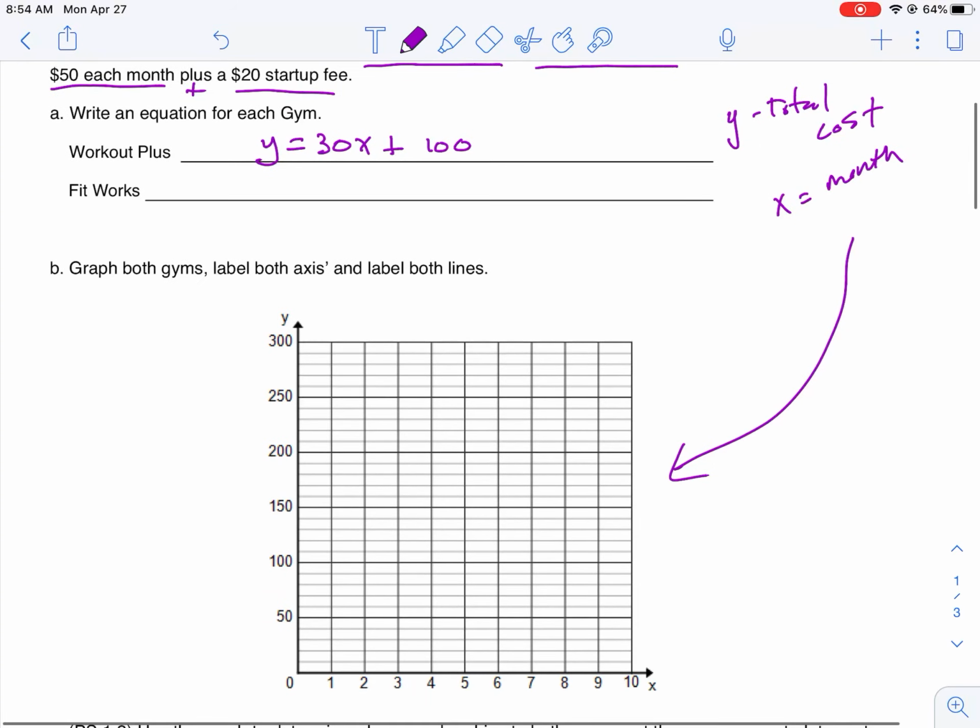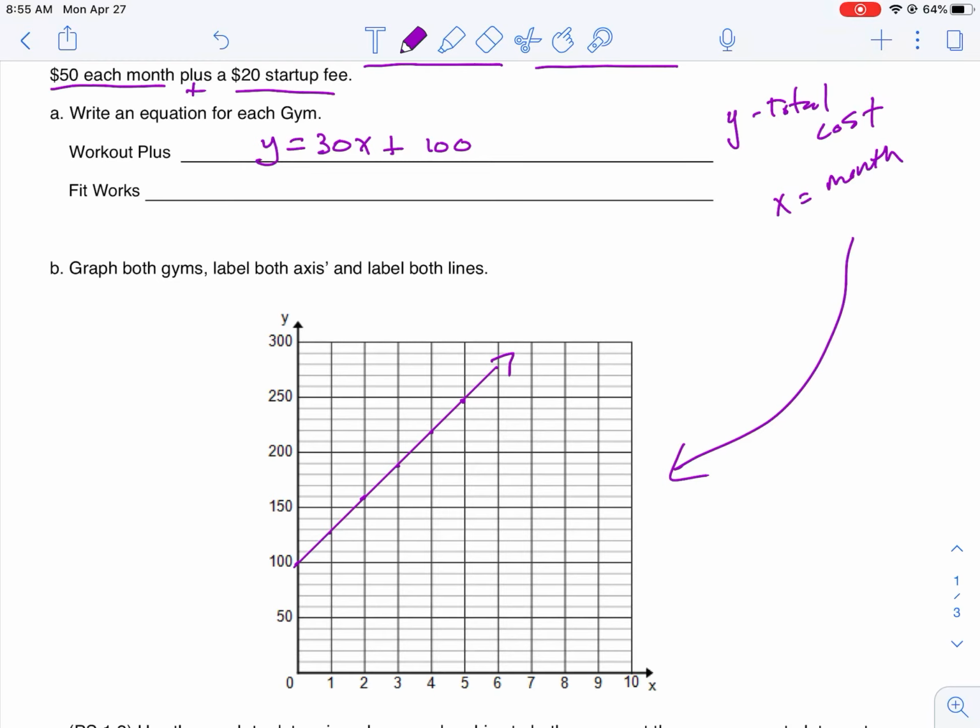And so what you need to do is graph that, which is going to be, starting at 100, it's going to go up $30 every month, $30 every month, $30 every month, and just keep walking it up, okay? And then you want to draw that line in, and we can even draw it all the way to the end.